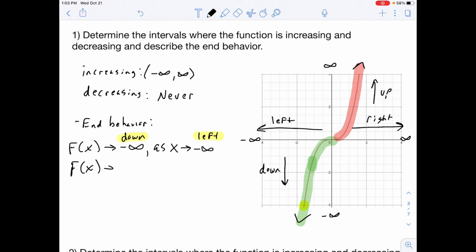Let's do the other side. So the function is going up, which of course is positive infinity, as x goes to the right, approaches positive infinity, which is the right. So again, typically the words are not written here. I'm just using it to help you define the end behavior. So the function is going to negative infinity, which is down, as we go to the left, which is negative infinity. Then the function is going to positive infinity as we go to the right. So it's going up as we go to the right.